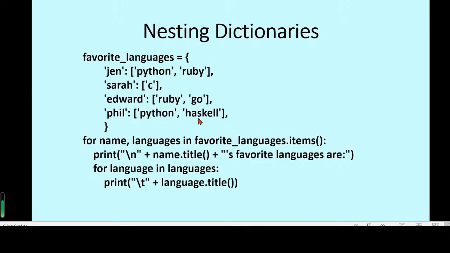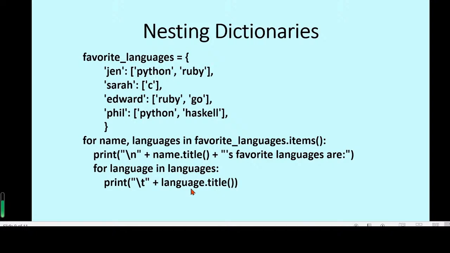For example, Phil has 2 programming languages, and Jen also has 2 programming languages, but Sarah has only 1 programming language. Next, we can write a for loop for name, languages in favorite_languages.items(). The items method will get the key value pairs. So the key is the name, and languages is the value for this person. Then we can print the name, title form, favorite languages are.